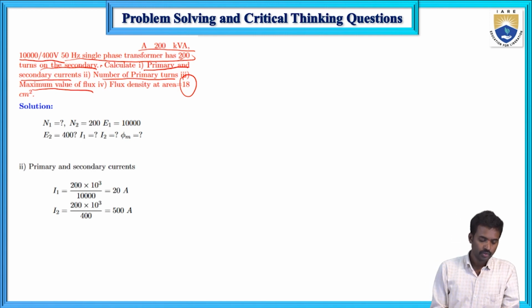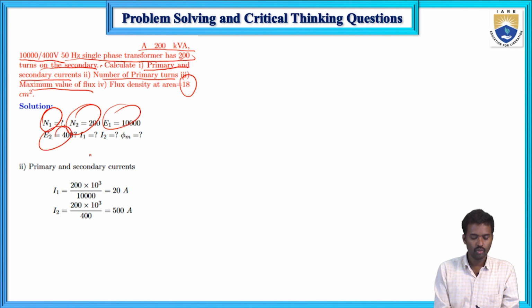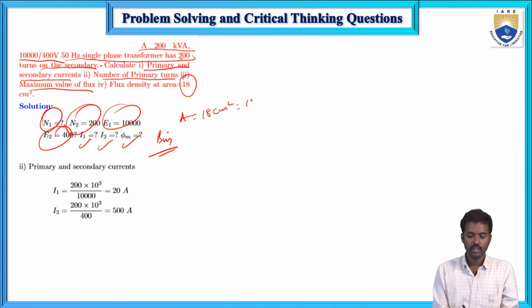This one, N1 you need to find out, N2, E1, E2. We know this. So calculate the I1, I2 and flux density. So this one, A equals 18 centimeters square, which means 18 into 10 power minus 4 meter square.